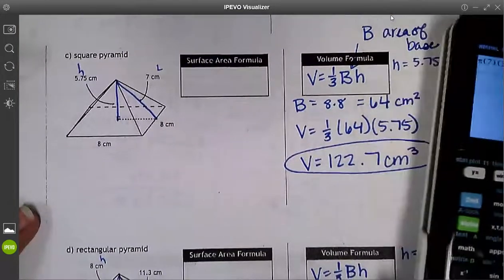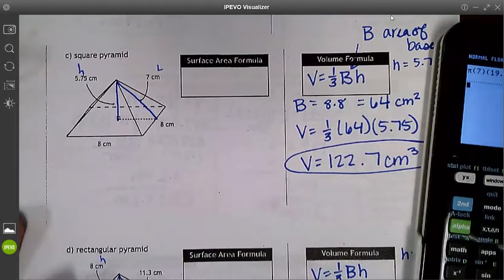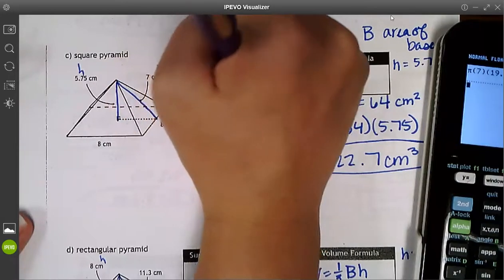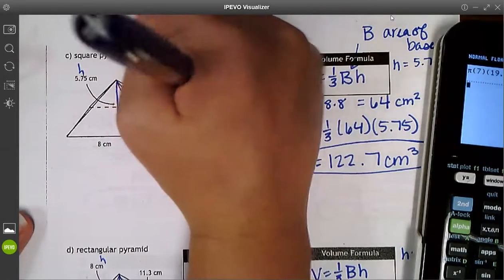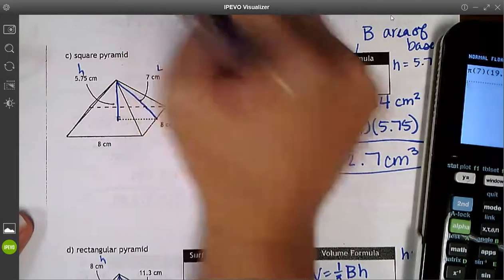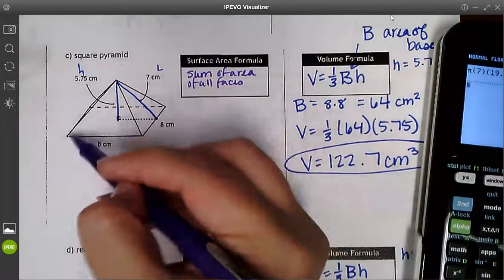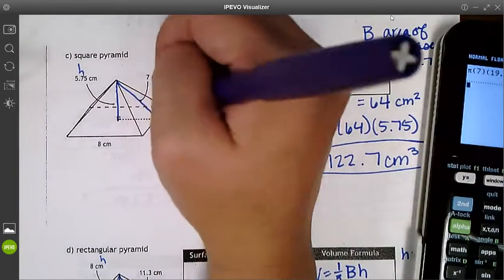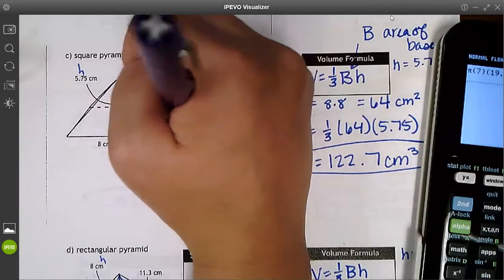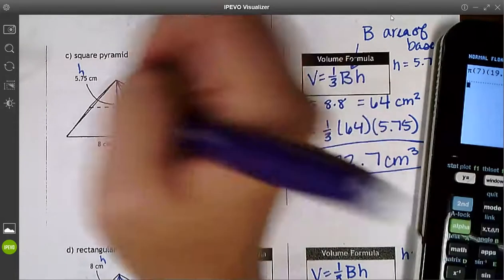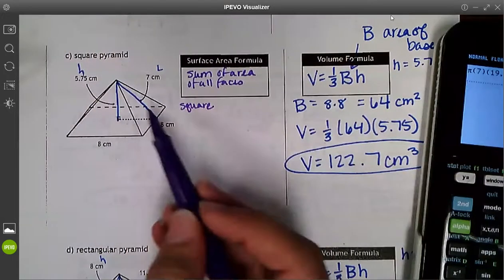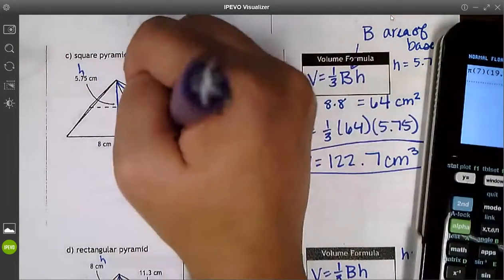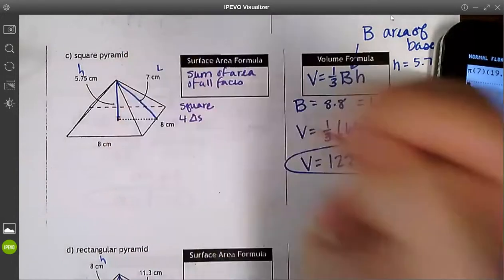Square pyramid, the formula for surface area, you are just going to find the sum of the area of all faces, or sides of it. So I'm going to have my bottom part, which is a square. So I've got my square. And then I've got these triangle faces. Because this is a square pyramid, all of my triangles are the same shape. So then I've got 4 of my triangles.